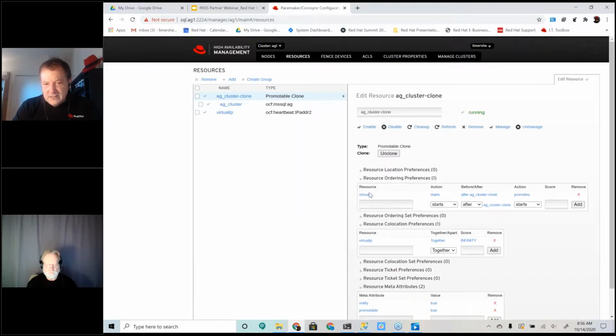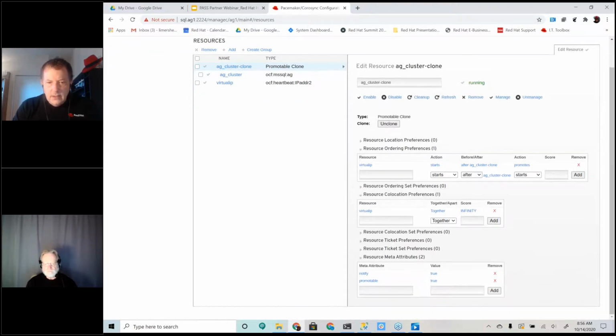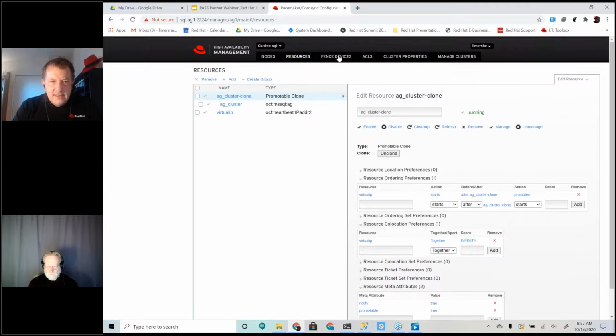So, ordering preferences: you can see that the virtual IP starts after the AG cluster clone promotes. And the virtual IP is also run together with the AG cluster clone, which is, again, the primary instance. You'll also notice that this particular AG cluster clone is a promotable resource, and that means basically that you can set it to active or to a second state. I also wanted to show you the fencing.